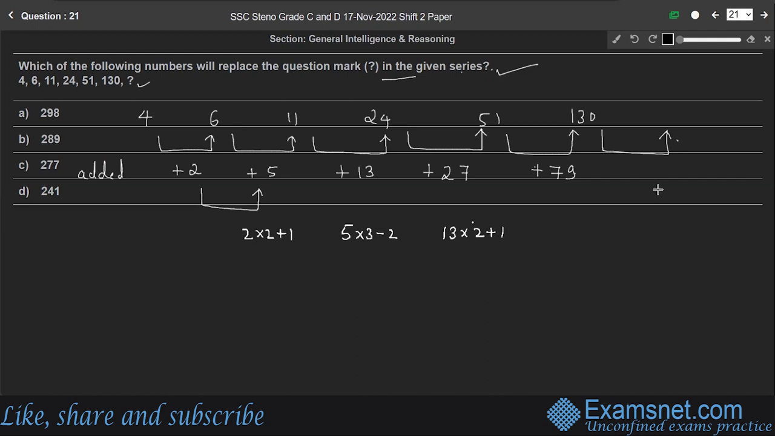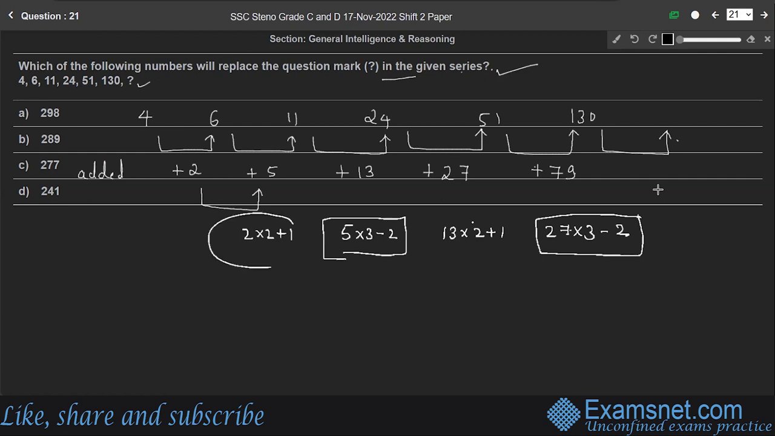In the next case, 79 can be obtained when its previous number 27 is multiplied by 3, you will get 81. When 2 is subtracted from 81, you will get 79. So these operations, previous number into 3 minus 2, and previous number into 2 plus 1, occur alternatively. Therefore, to get the next number to be added, 79 should be multiplied by 2, because in the previous case the previous number was multiplied by 3, and 1 should be added to the product.